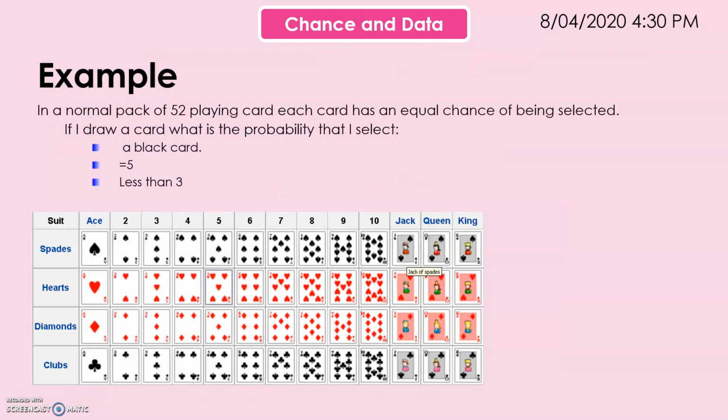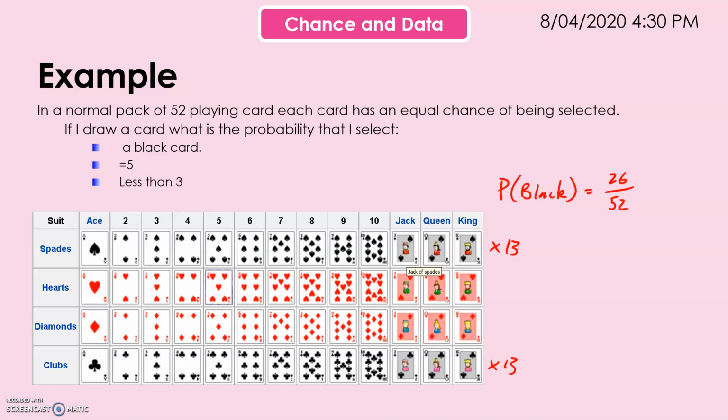So going back to our question, with our normal pack of 52 playing cards, what's the probability of us getting a black card? So we write probability of black. What you can see is that spades are black and also clubs are black. They're each 13. So we end up with 26 out of 52.